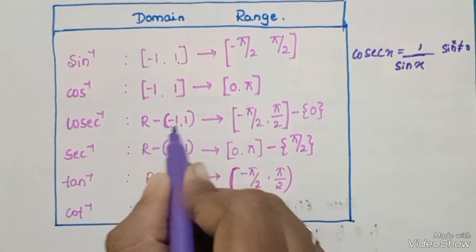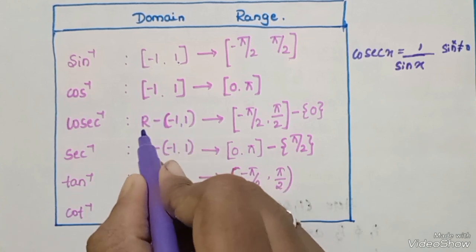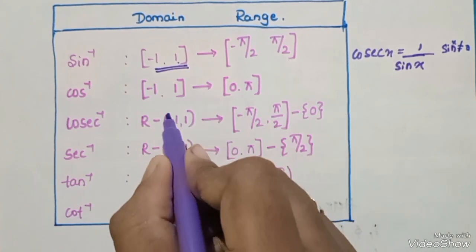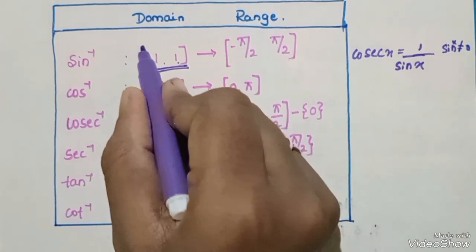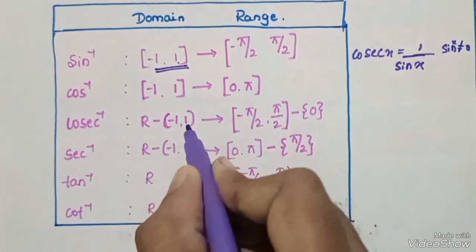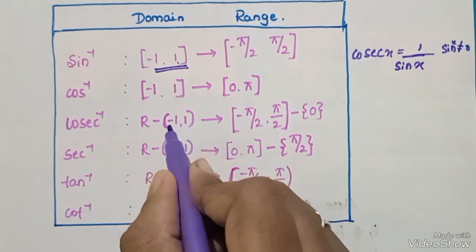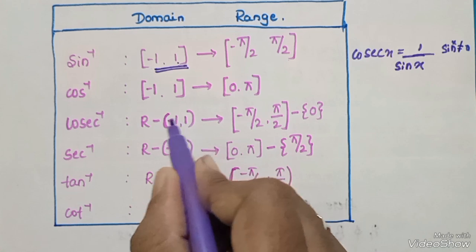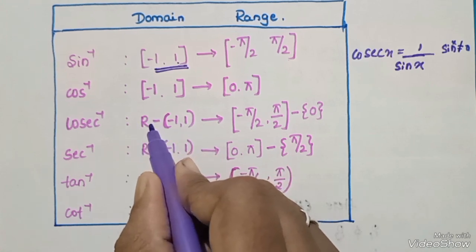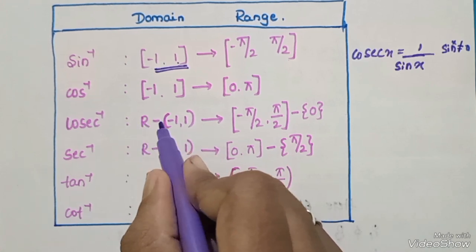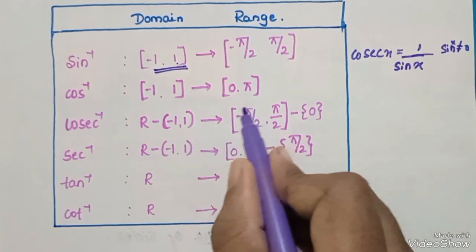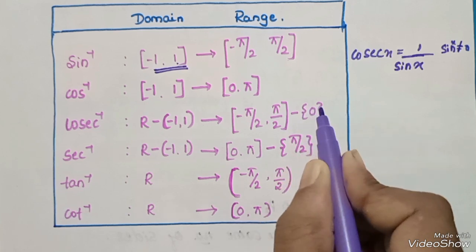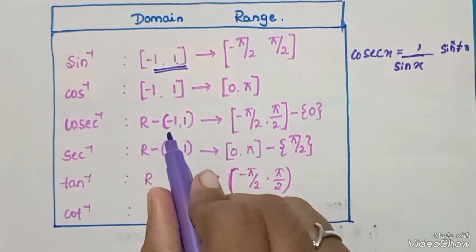Okay, except these values we get the inverse function from the real numbers, except this closed interval. Closed interval means these two values are included, because here it is open, excluded. Okay, for the real numbers excluding -1 to 1, all the values are taken as input. That time we get the range, that is minus pi by 2 to pi by 2, except 0. This is the cosec inverse.